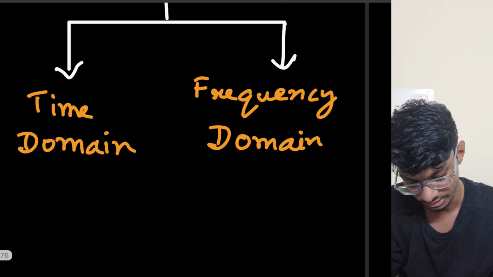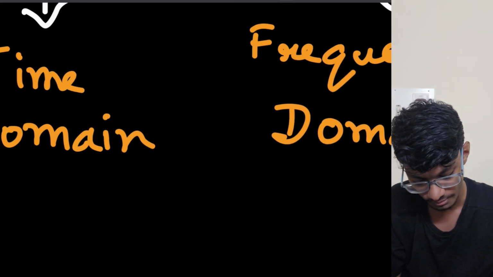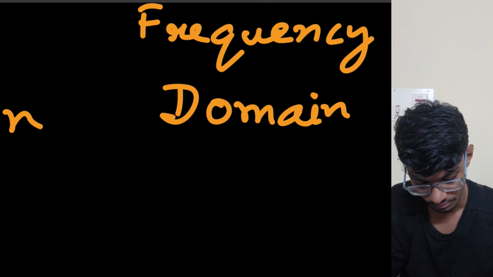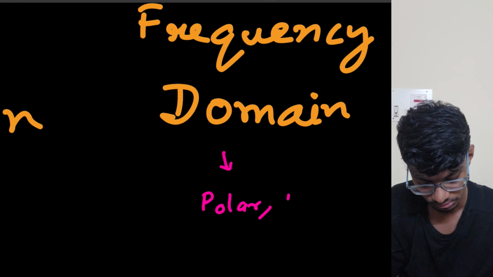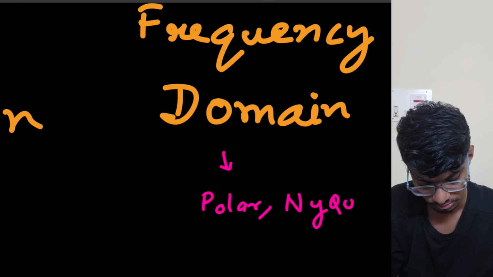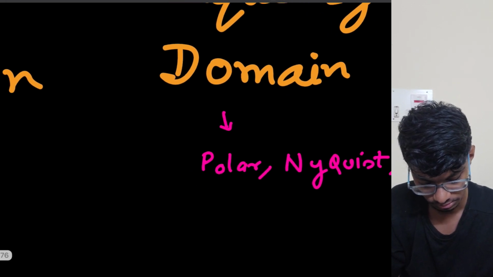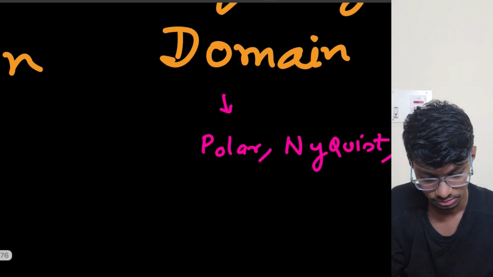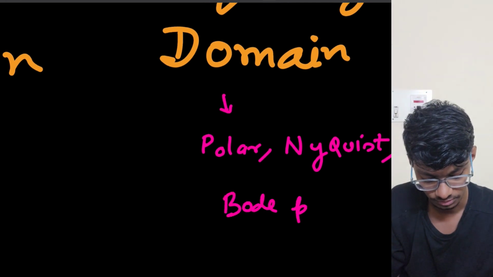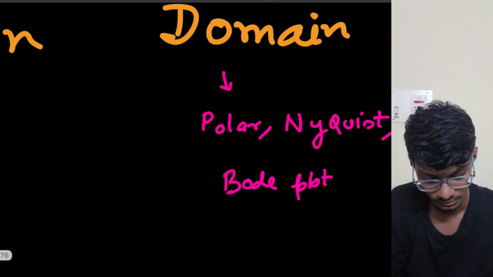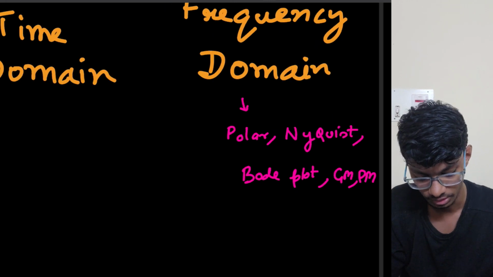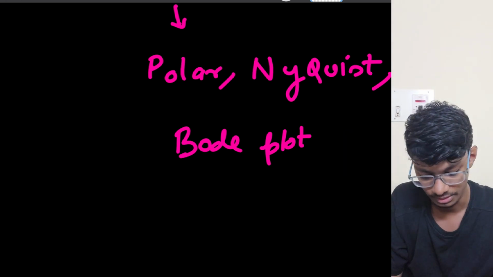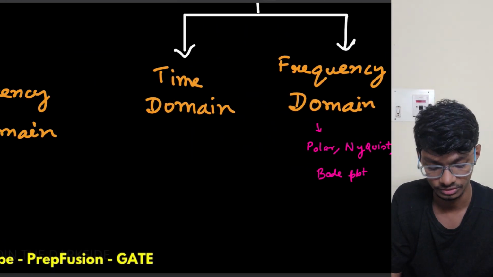So can I write it here? Okay, I will try to write it here. Polar, Nyquist, then Bode plot, gain margin, and phase margin, right? I know you don't understand all this, so let me delete this for now, but these are a few topics that we will study in the chapters, next.